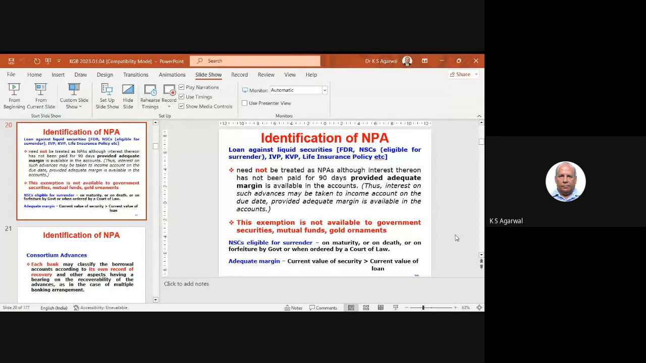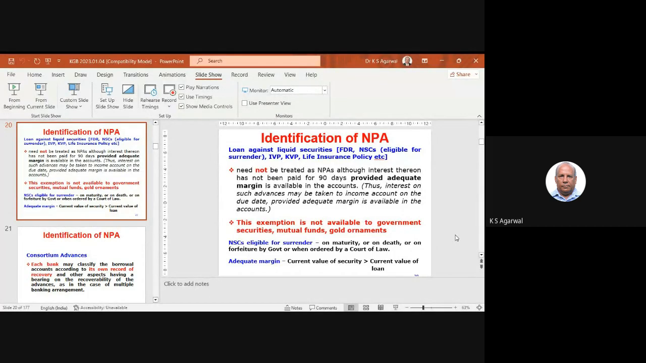So long as current value of security is more than current value of loan, I will say that adequate margin is available. My value of loan should always remain below my value of security. So if this is so, then this account need not be treated as NPA. So once it is not NPA, then interest on such advances may be taken to income account on accrual basis. Now this exemption is not available to government securities.